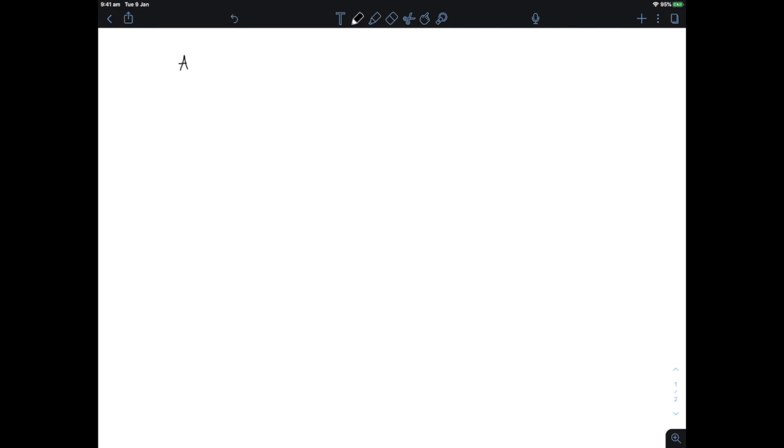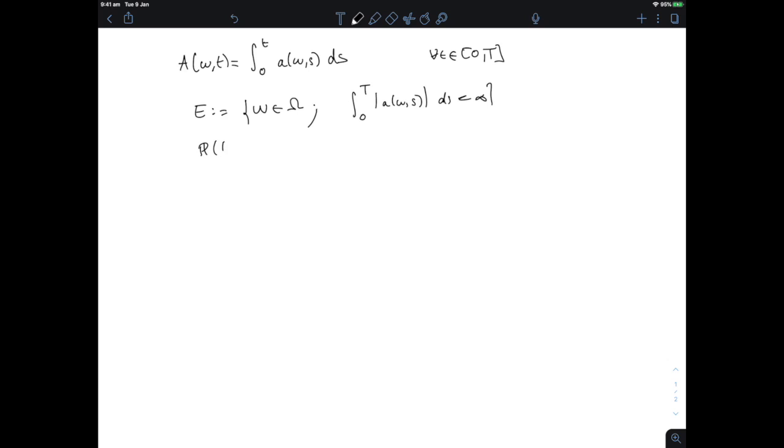Okay, so I have my process, and it's defined by A(ω, t) equal to the integral from 0 to t of little a(ω, s) ds, and that's for all t, let's say in an interval 0 to capital T. Now, if I form the set, let's call that E, to be the set of all those ω such that the integral from 0 to t of the absolute value of a(ω, s) ds is finite, then we know that this set needs to have probability 1. This is part of the definition of being a standard process.